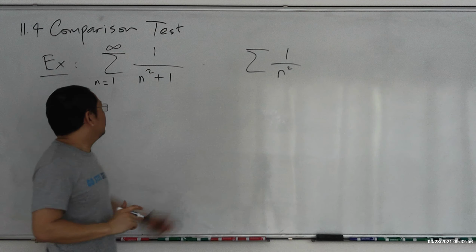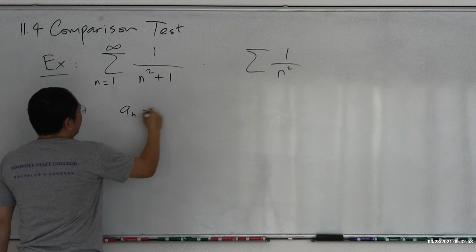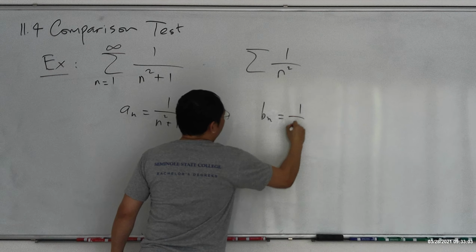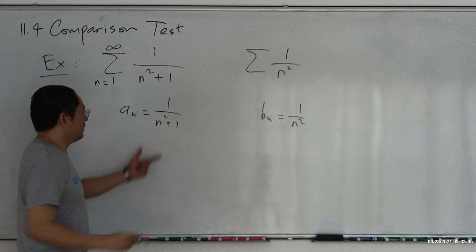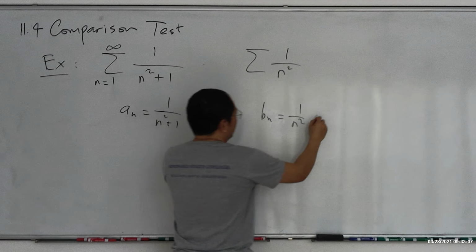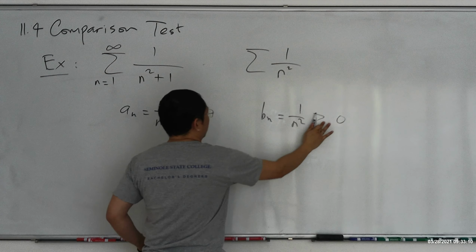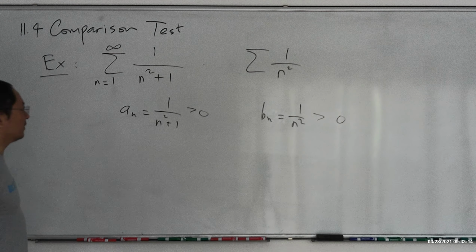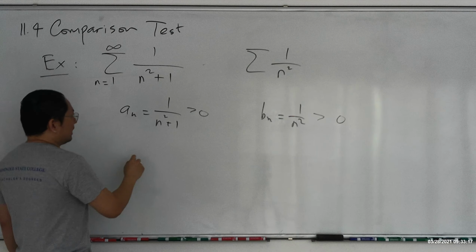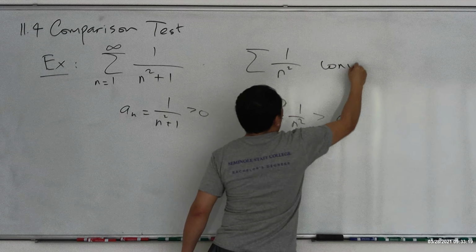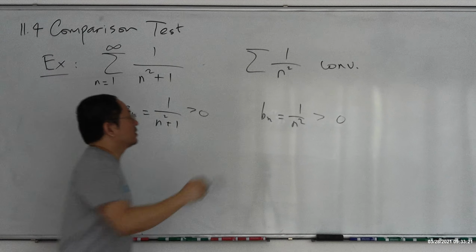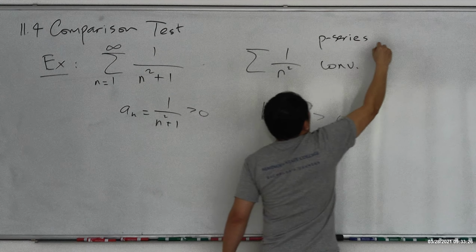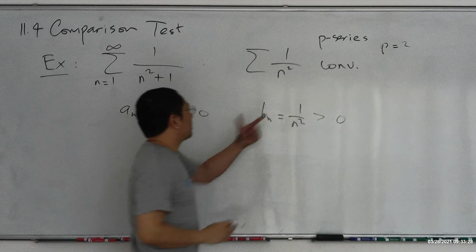So AN is equal to 1 over n squared plus 1, and BN is equal to 1 over n squared. Is each positive? Yes, it's positive, because n is starting from 1. So both are positive. And I know BN is convergent. This is the P series, with P equal to 2, so it is convergent.